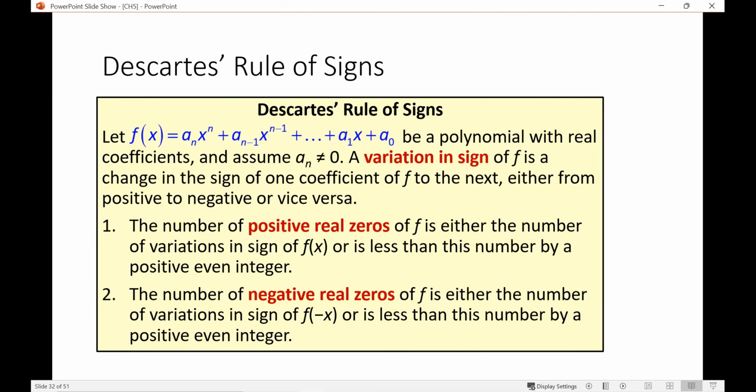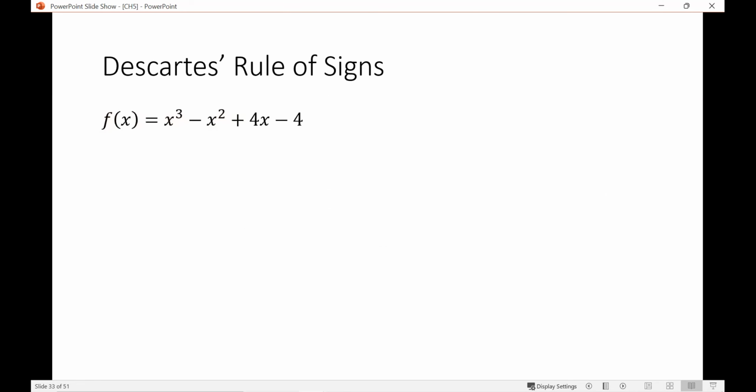Descartes' rule of signs says that the number of positive real zeros is either the number of variations in sign of f of x, or less than this by a multiple of 2. The number of negative real zeros is the number of variations in sign of f of negative x, or less than this by an even number, or a multiple of 2. So let's take a look at this example.